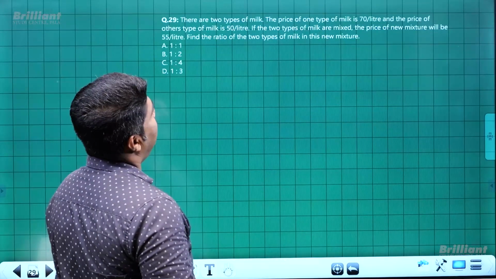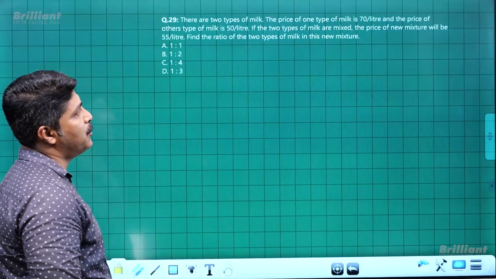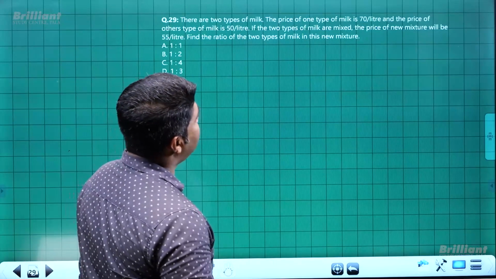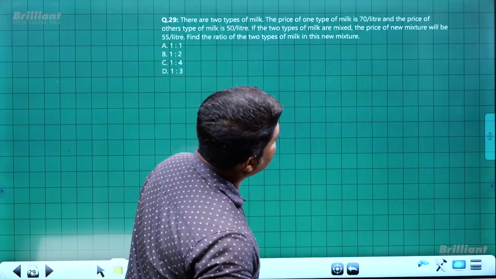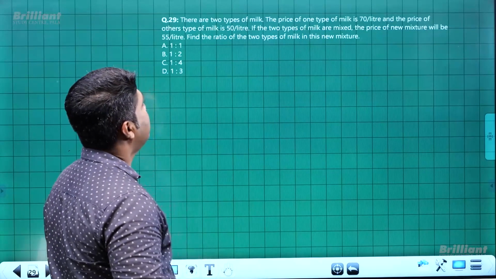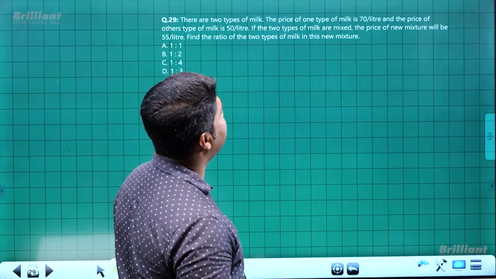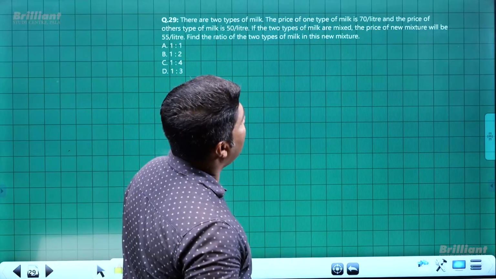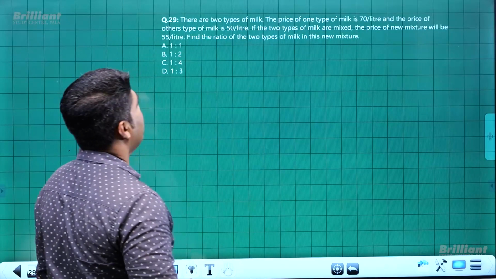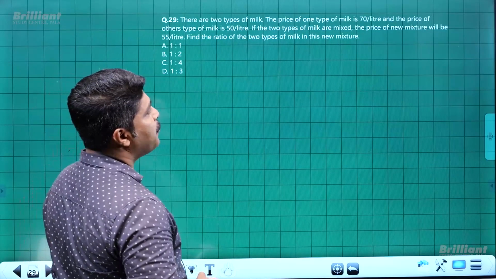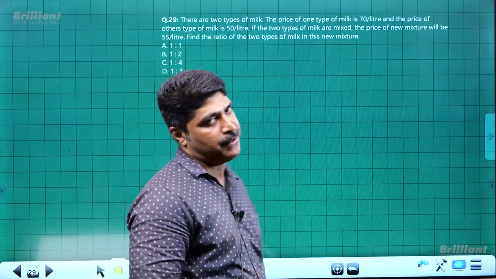Now consider a question from mixtures. There are 2 types of milk. The price of one type of milk is 70 per liter and the price of the other type of milk is 50 per liter. If the 2 types of milk are mixed, the price of the new mixture will be 55 per liter. Find the ratio of the 2 types of milk in this new mixture.